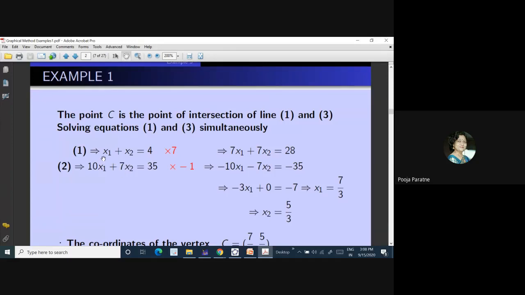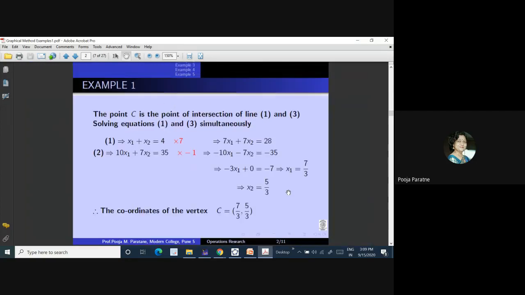Then solve them. Now you know how to solve it. So multiplying by 7, you can see the calculations here. Multiply equation 1 by 7 and equation 2 by -1 as we have to add them. So here x2 will get cancelled and here it is -3x1 equal to -7. So x1 equal to 7 by 3. Substituting the value of x1 in any equation, we will find the value of x2. So what are the coordinates of point C? Coordinates of point C are 7 upon 3 and 5 upon 3. Okay, so we got one coordinate.